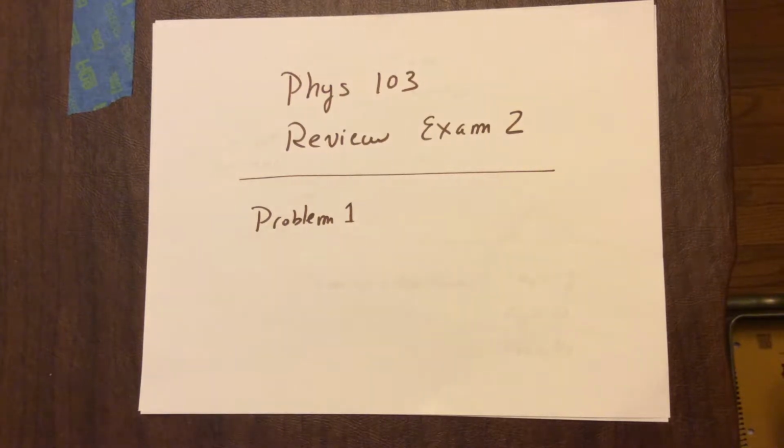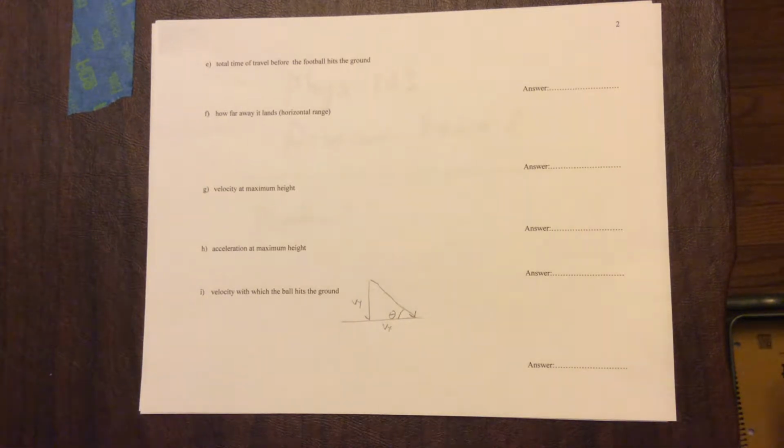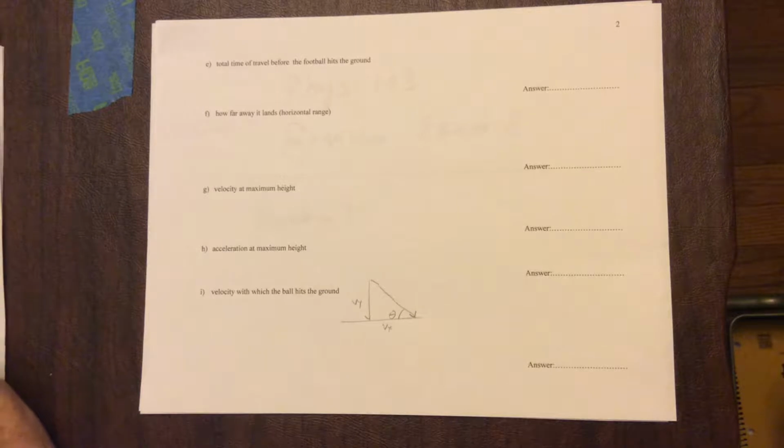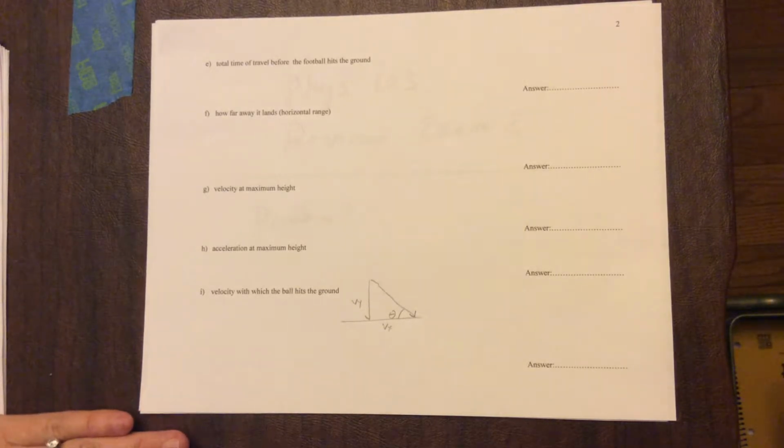Okay, guys, let's go ahead and go on with problem 1 for exam 2 review. We're going to do parts E through I. So again, we've got our football fired off at 40 meters per second at an angle of 60 degrees. Now we want to know the total time of travel before the football hits the ground.